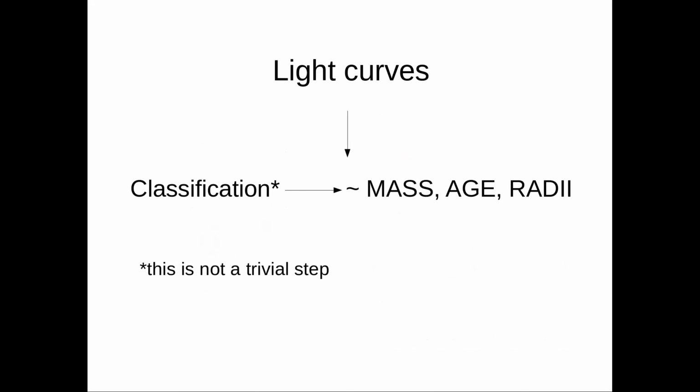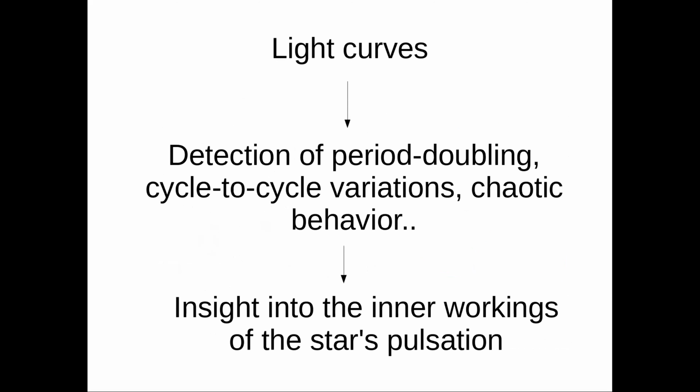So what can we learn from light curves? For one, we can have a classification, which is not a trivial step, and I'm not going to go into it. But if you have the right classification, then you can guess the mass, age, and radii of these stars. Also, what you can see from the light curve is how these stars actually behave. So you can observe something called period doubling, cycle-to-cycle variations, chaotic behavior, which means that you have insight into their inner workings as the stars pulsate.